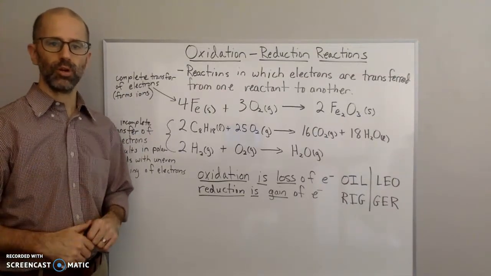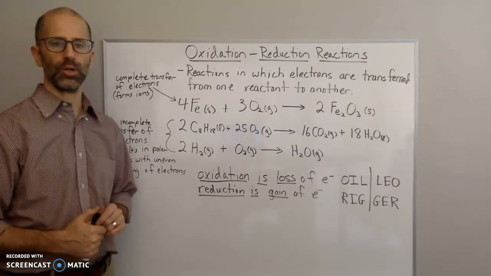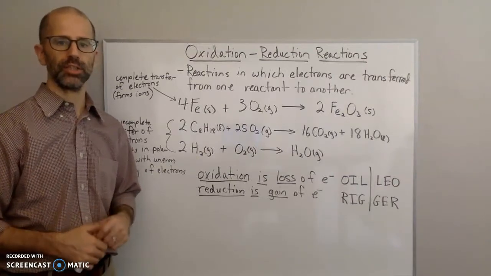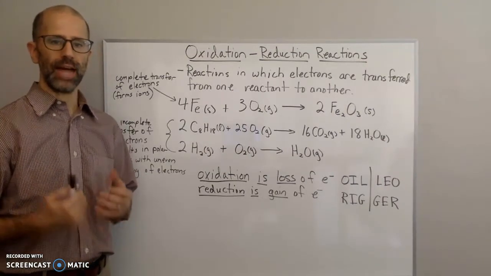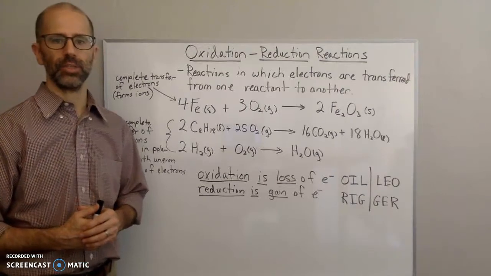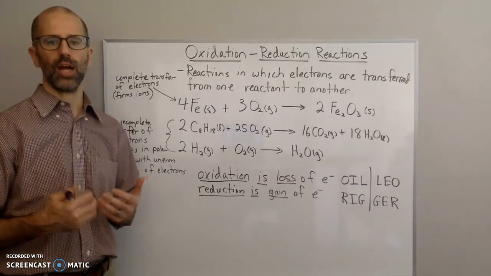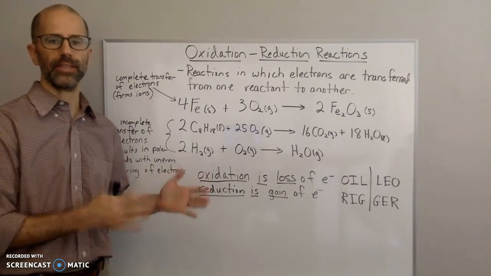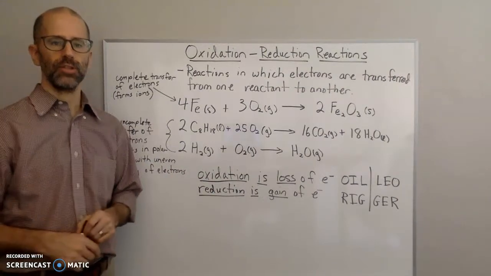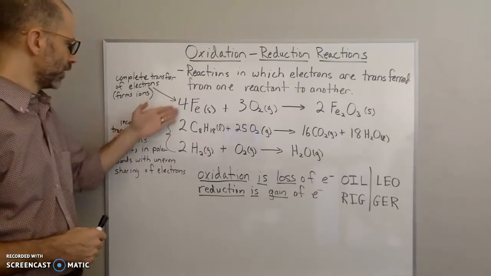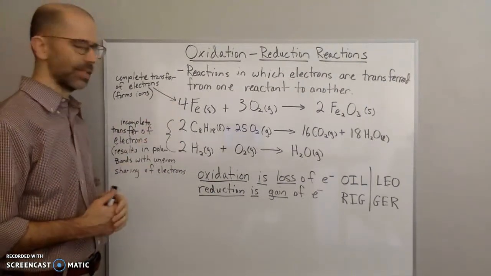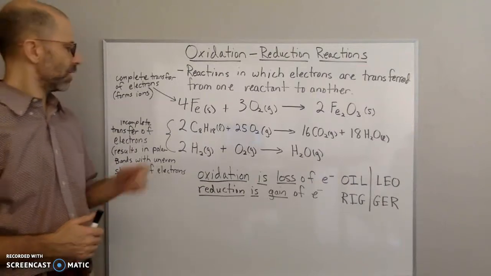I am Mr. Cobalt, and in this video we are going to go over oxidation reduction reactions. An oxidation reduction reaction is a reaction in which electrons are transferred from one reactant to another. For example, I have three examples of oxidation reduction reactions.